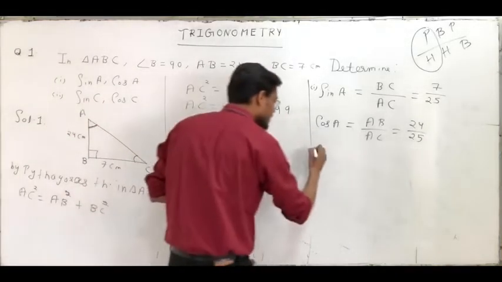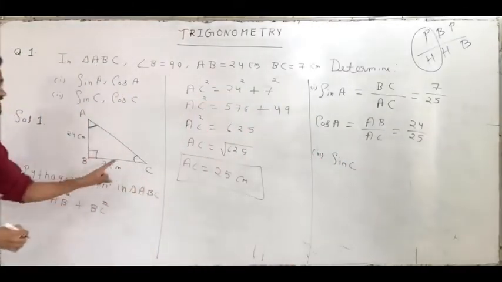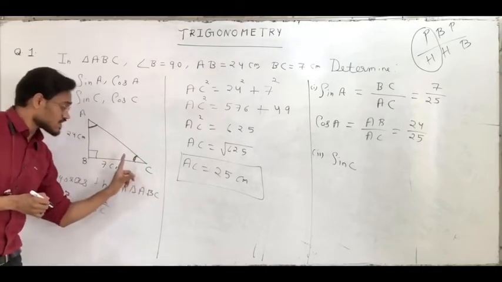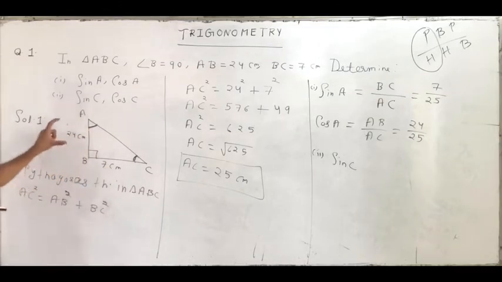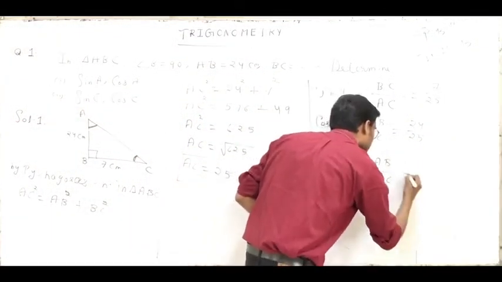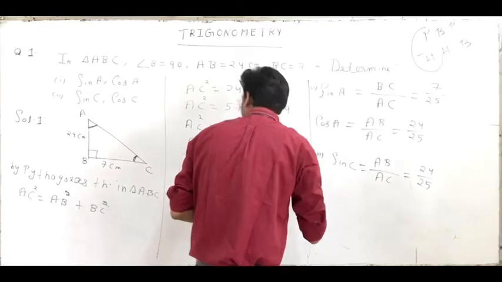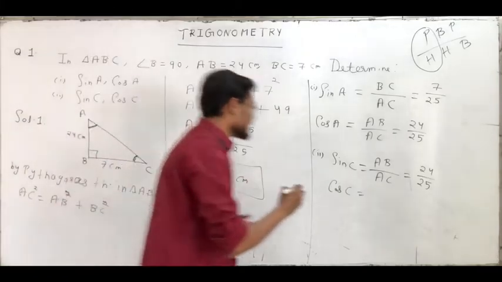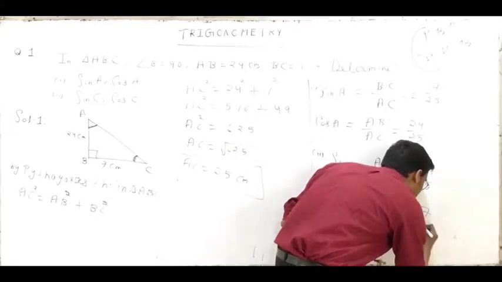Similarly, in the second part, I have to find sin C. What is going to be the value of sin C? See, for angle C, the perpendicular is AB, because the side opposite to the angle is always known as perpendicular. So the perpendicular is AB this time, and the hypotenuse is not going to change. AB upon AC, so your answer is 24 by 25. Similarly, cos C. Now for this angle C, this is the base. So BC by AC, and it is going to be 7 by 25.